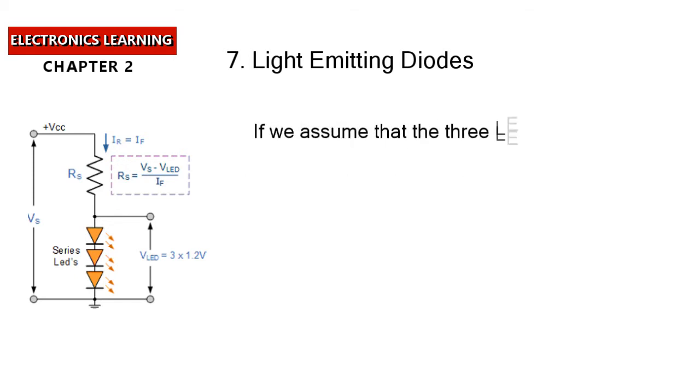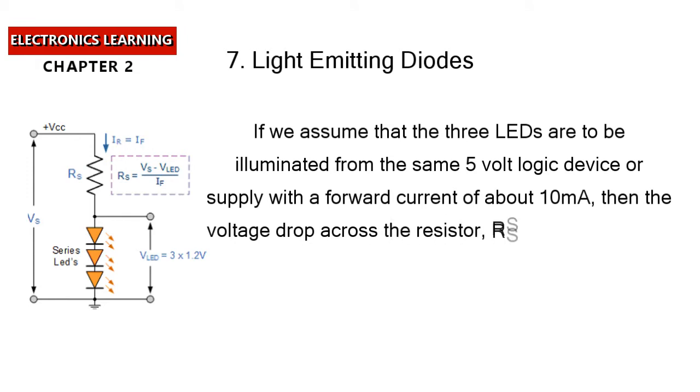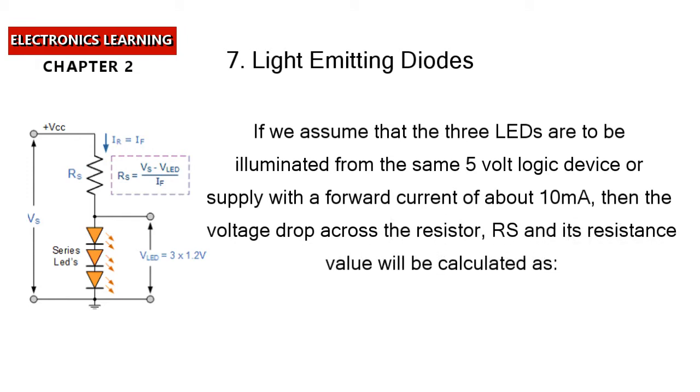If we assume that the three LEDs are to be illuminated from the 5-volt logic device or supply with a forward current of about 10 mA, then the voltage drop across the resistor, Rs, and its resistance value will be calculated as.